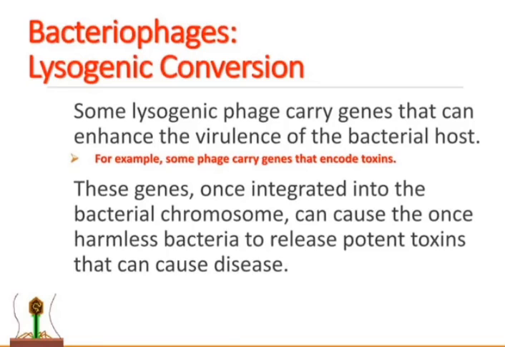Lysogenic conversion. Some lysogenic phages carry genes that can enhance the virulence of the bacterial host. For example, some phages carry genes that encode a toxin. These genes, once integrated into the bacterial chromosome, can cause harmless bacteria to release a potent toxin that can cause disease.